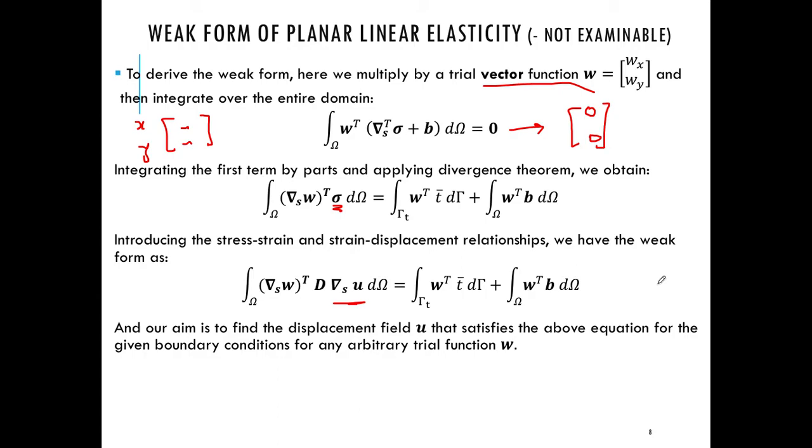And as before, our aim is using the finite element method to find an approximate solution for this u that is able to satisfy this above equation for our arbitrary trial functions w, where the only condition on w is that this w is actually equal to 0 wherever we have our essential boundary condition, that is all on gamma u, right?